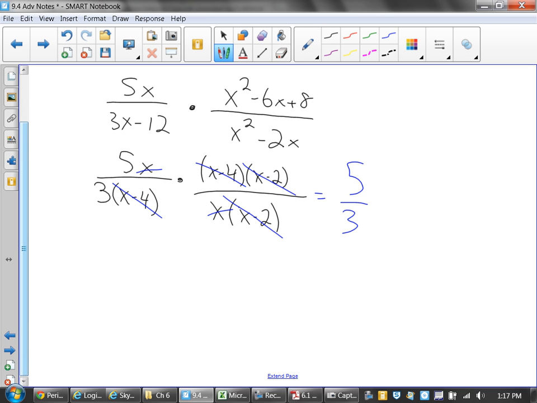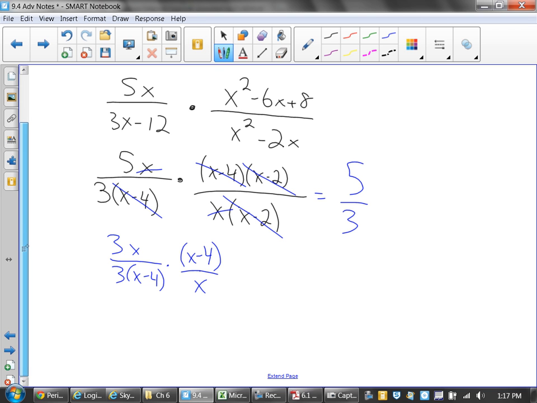It is possible that when you factor these things out, nothing drops out. It is possible that everything drops out. If everything drops out, what are you left with? 1. Very good. You're left with 1. You're not left with 0. Because as you go through, let's say this was 3x over 3x minus 4 times x minus 4 over x.